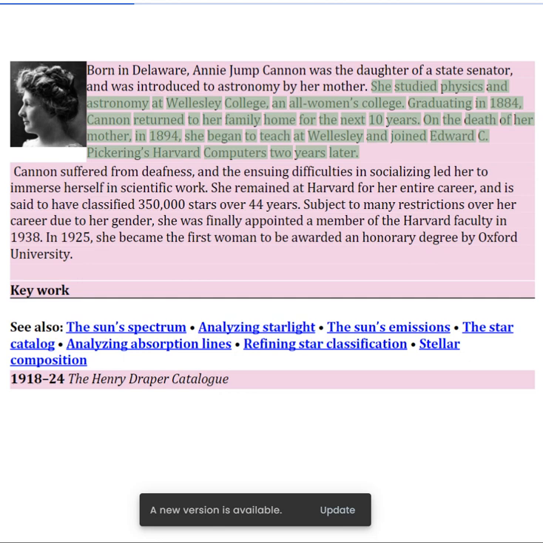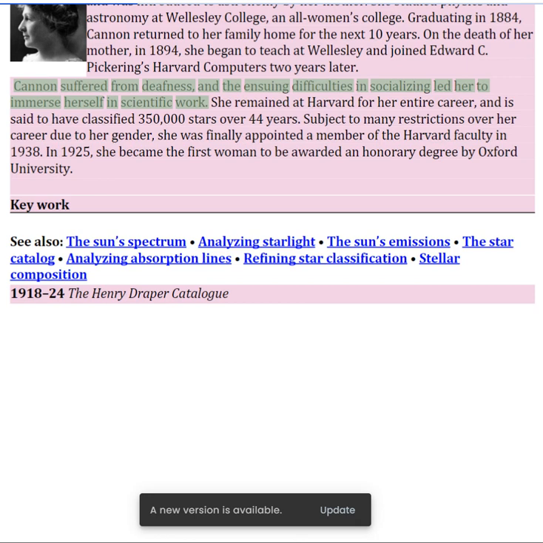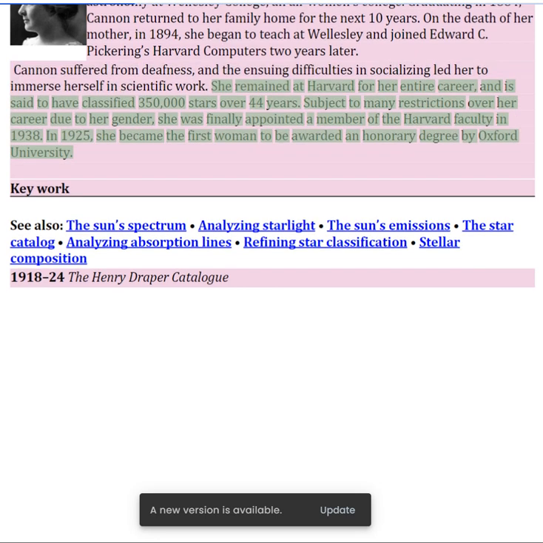On the death of her mother, in 1894, she began to teach at Wellesley and joined Edward C. Pickering's Harvard Computers 2 years later. Cannon suffered from deafness, and the ensuing difficulties in socializing led her to immerse herself in scientific work. She remained at Harvard for her entire career, and is said to have classified 350,000 stars over 44 years.